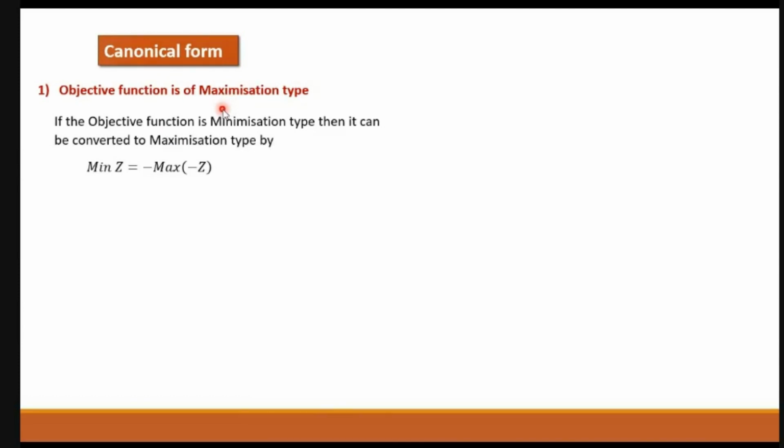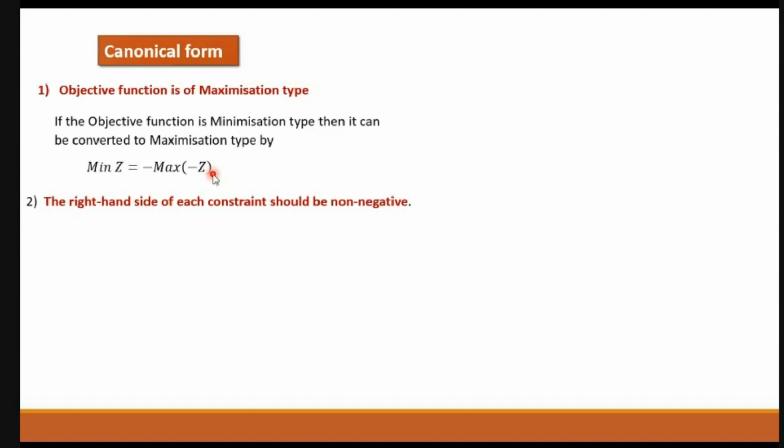If it is not maximization, but you have a minimization type, then it can be converted to a maximization problem by converting minimize z to minus maximization of minus z, or I can also replace minus z by some variable, that is equal to z star or something like that.